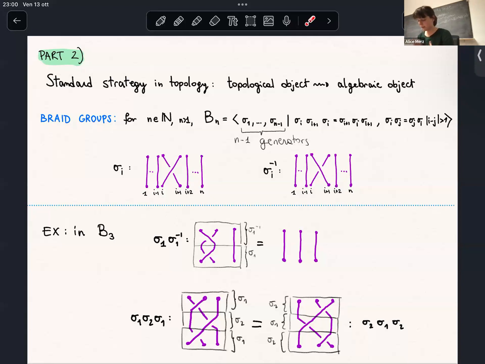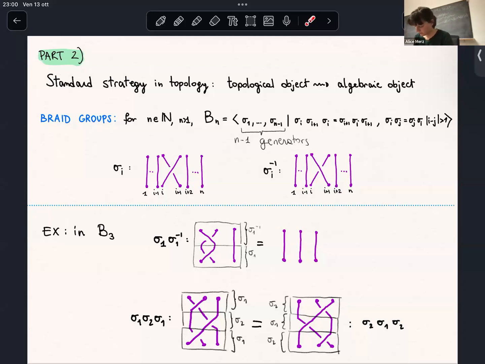So the group operation here is stacking braids over each other. Let's see an example in B3. I drew sigma 1 composed with sigma 1 inverse, and we see here we have sigma 1, here we have sigma 1 inverse. We stack them over each other, and since we can move these strands inside the plane times [0,1], we can move them and just make them trivial. Let's just slide this one on the left and this other one on the right, make them trivial, and we obtain this, that is the trivial braid.